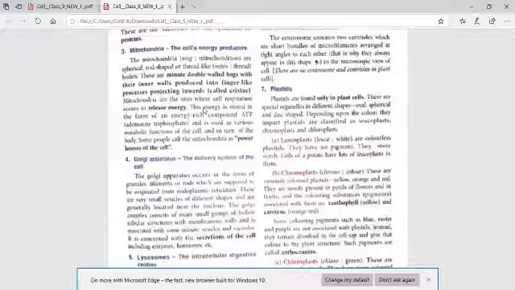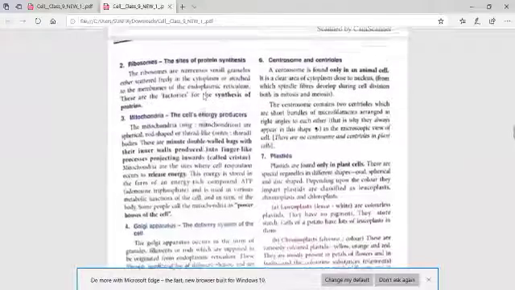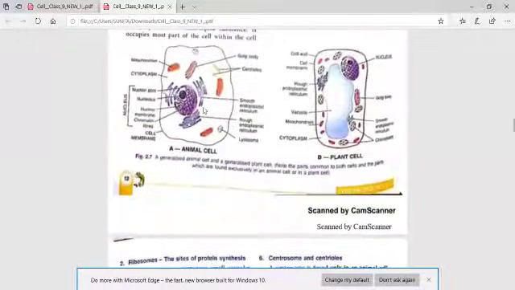So why is mitochondria called the powerhouse of a cell? Because the finger-like projections present in the mitochondria, which are called cristae, have the ATPase enzyme that helps in the synthesis of ATP, which we use in all our metabolic activities. Next, come to the next part, that is Golgi apparatus.